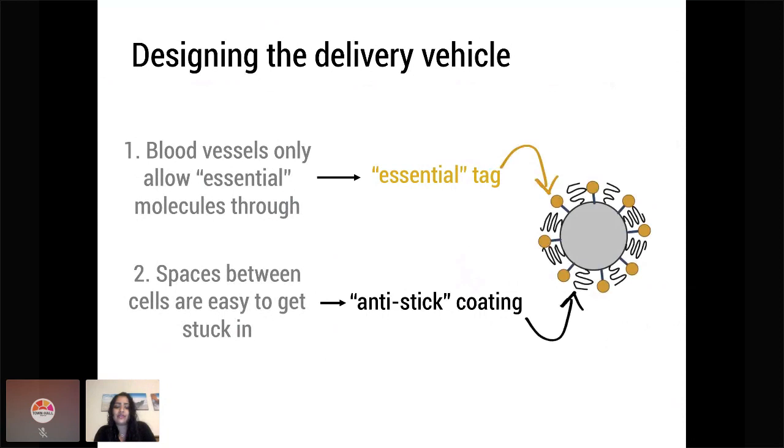So here I have those two components in a schematic. In the middle in gray is the inside of the delivery vehicle. That's where we can load in any medicine we want and hide it. On the outside, we add our fancy coatings. In yellow, those are the molecules that mimic essential molecules to trick the blood vessel bouncers into letting us into the brain. In black, we have an anti-stick coating to prevent getting trapped in the brain cell maze.